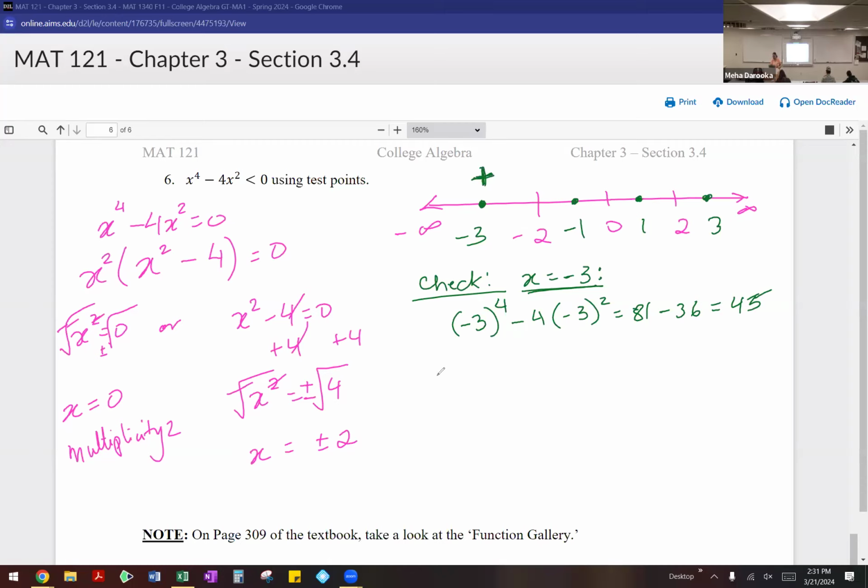Alrighty, let's check our second test point, which is x equals -1. So same thing, -1 to the 4th power minus 4 times -1 squared, and what will this value be?